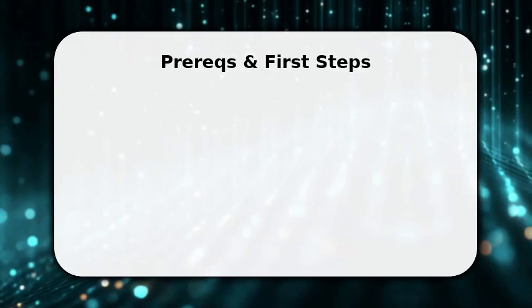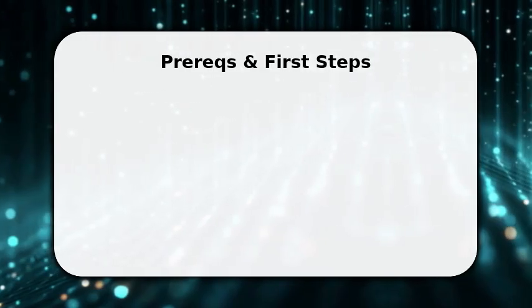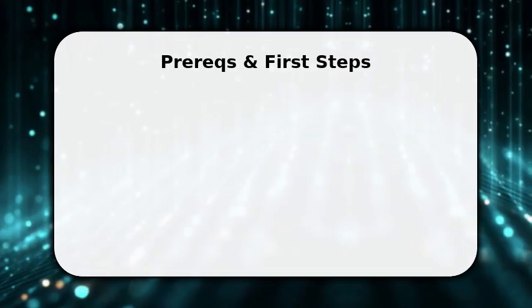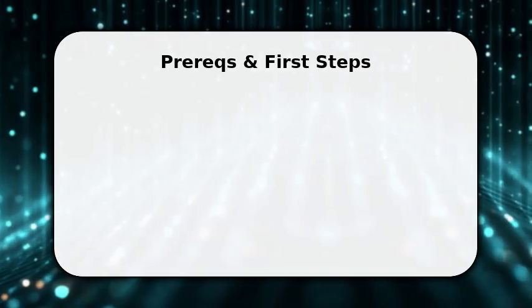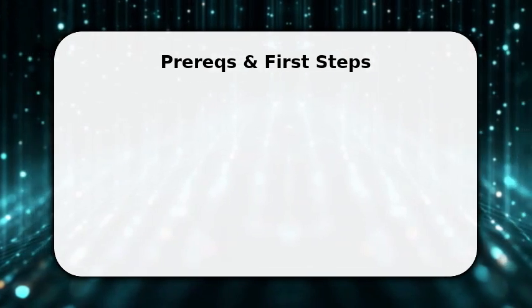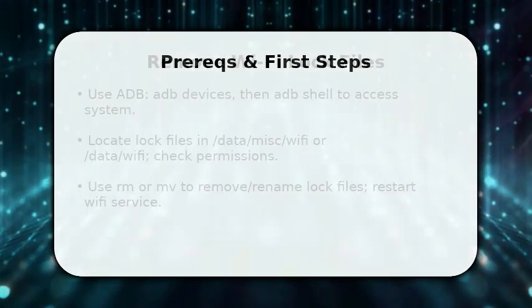Make sure you know the exact Itel model from settings about phone because methods vary. Finally, connect the phone to a PC with ADB installed so you can run the removal commands in the next step. You now access the system via ADB to remove the lock.